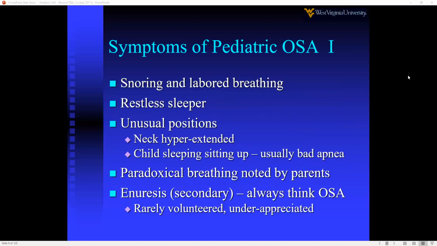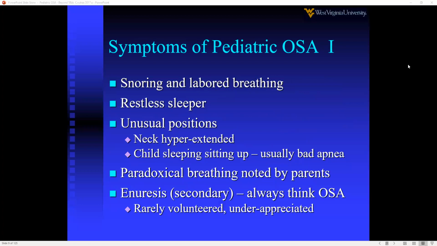So snoring and labored breathing, you have to ask parents. Sometimes they won't tell you unless you ask them. Restless sleep, that's a big one. Kids are all over the bed, and you'll find them in unusual positions. And some parents will come out and tell you that the child will end up sleeping sitting up. I had one of these kids a couple of months ago.